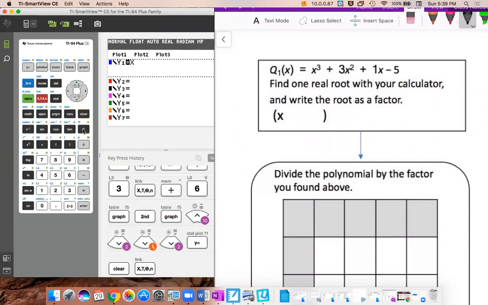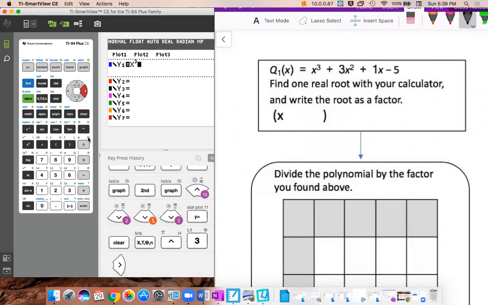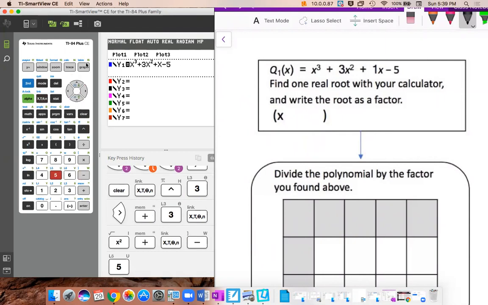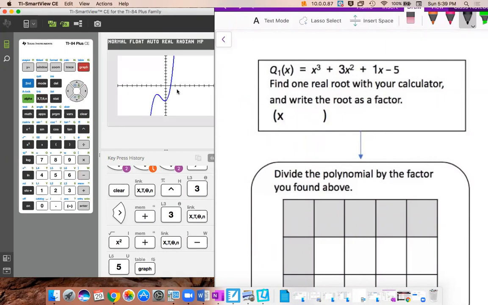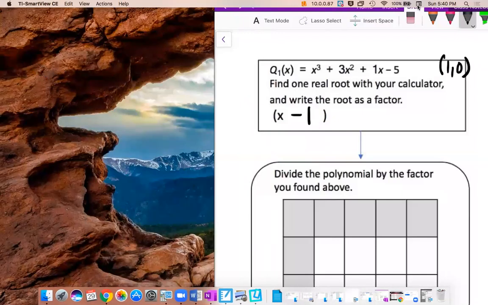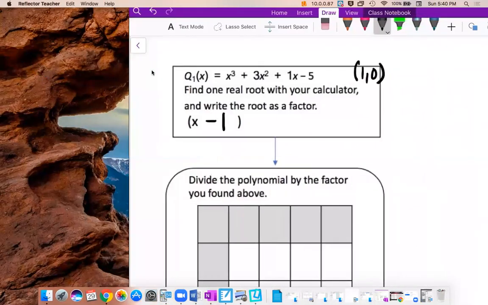So x to the 3rd plus 3x squared plus x minus 5. Okay, and then you can go to the graph and look, so it looks like it goes through positive 1, but I always double check with the table. So yeah, it goes through 1, 0, because remember, x-intercepts have y equal to 0. So the x-intercept is 1, 0. So that means the factor here is going to be x minus 1. Okay, and then that's all you should need your calculator for. And now we're just going to go solve this thing out.